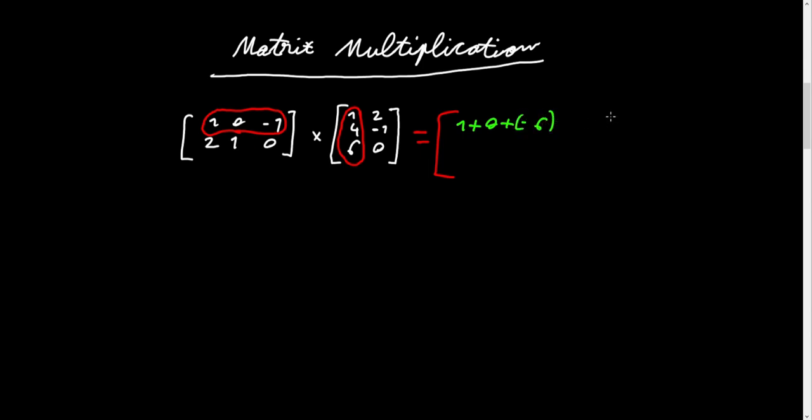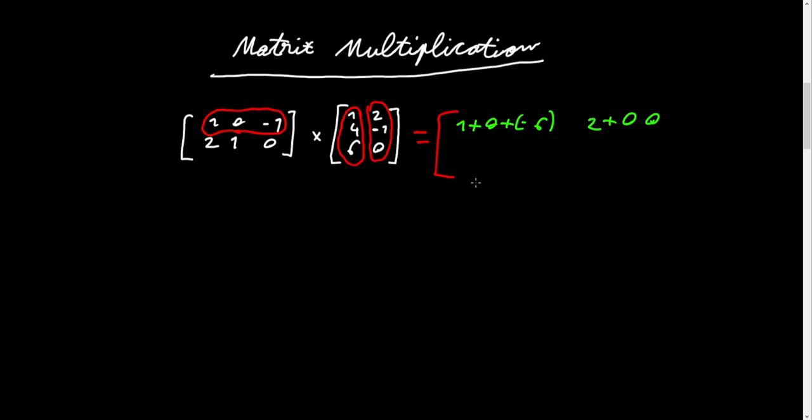Alright, now we're on the second number. For the second number, we just need to change back the color. We need to multiply this row by this column. So we're just gonna have 1 times 2 is 2, and it's gonna be plus 0, minus 1 times 0, so it's again 0.